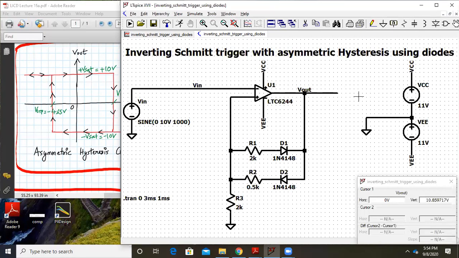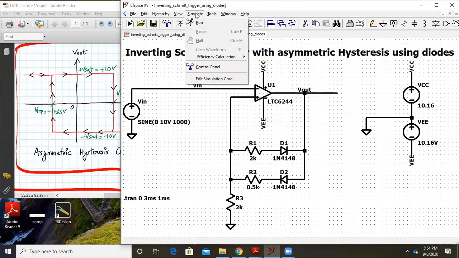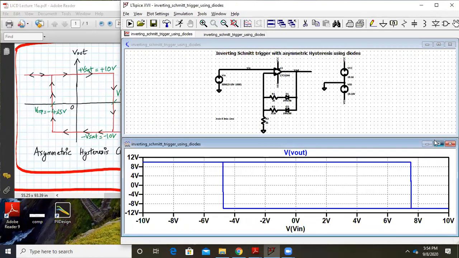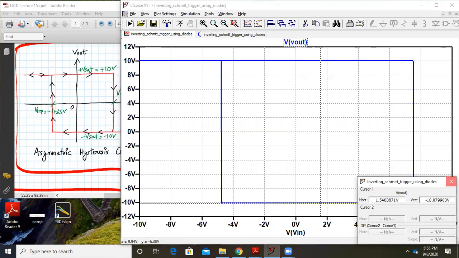If the supply voltage is 11, the saturation voltage will be around 10.85 or 86. So we need to give a lower value over here so that we can get close. Let me give around 10.16 volts as the supply, then it will come properly. Okay, now if I simulate it again, as you can see the output is exactly at plus 10, and downstairs it will be minus 10. Yeah, it is minus 10, so it's perfectly fine.